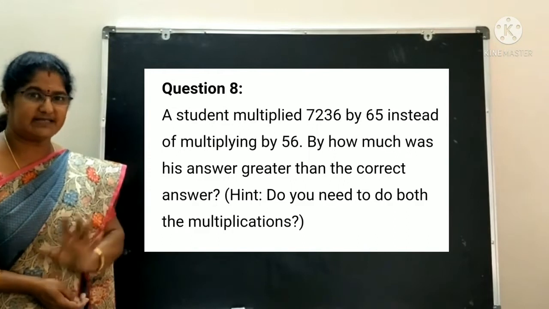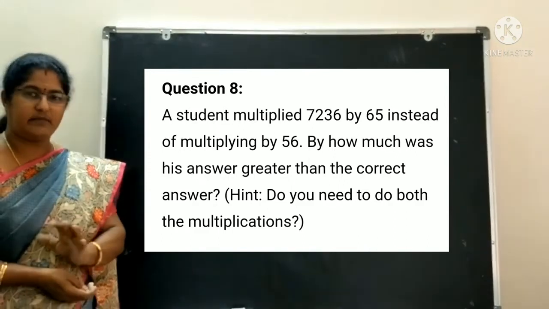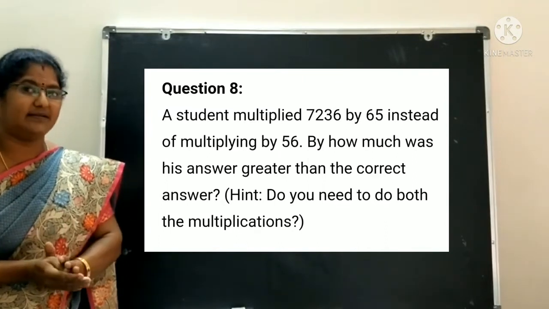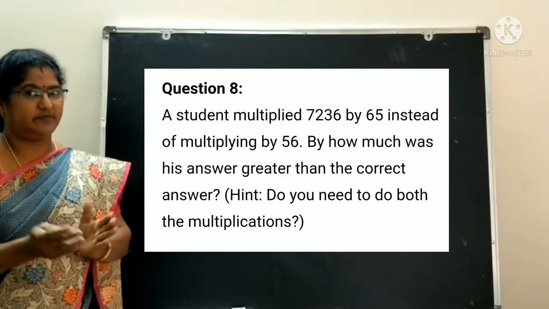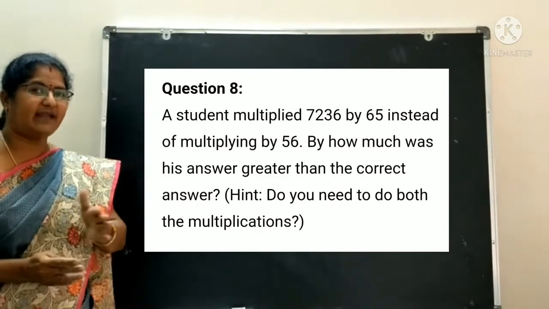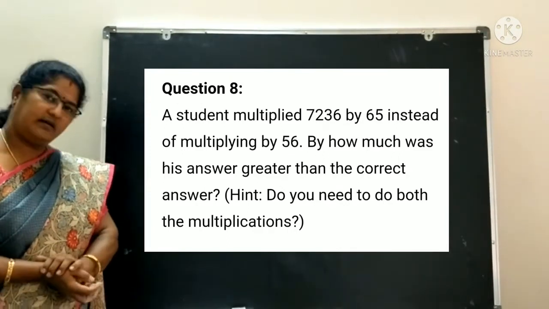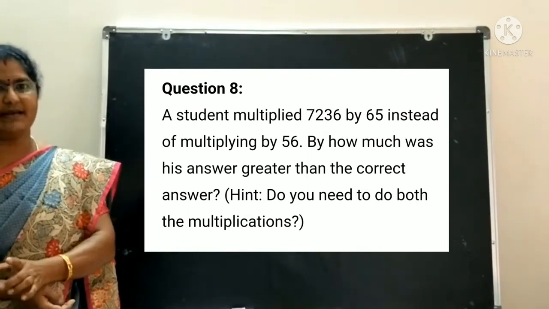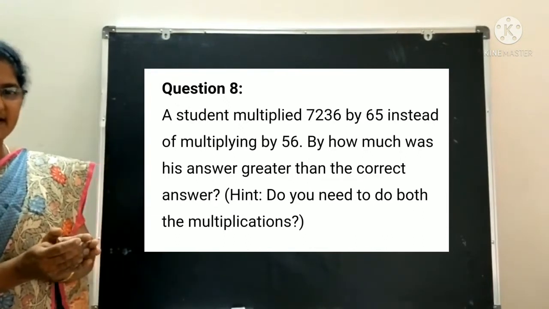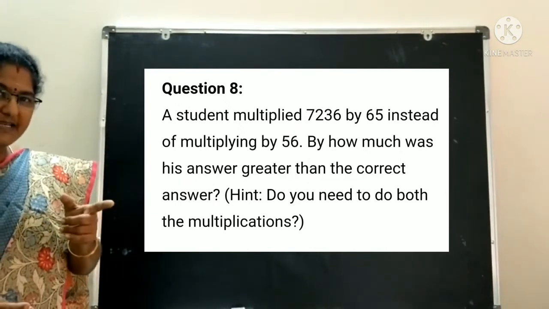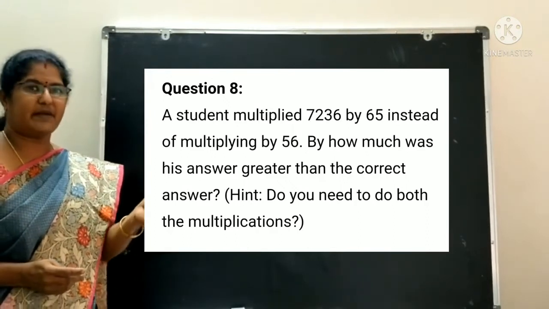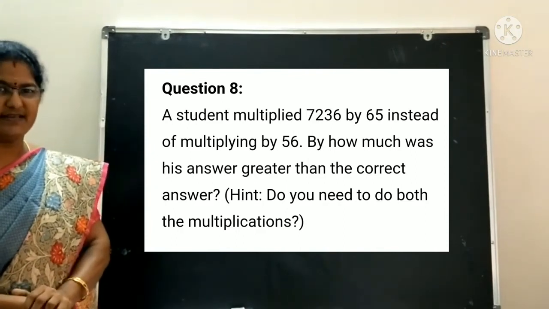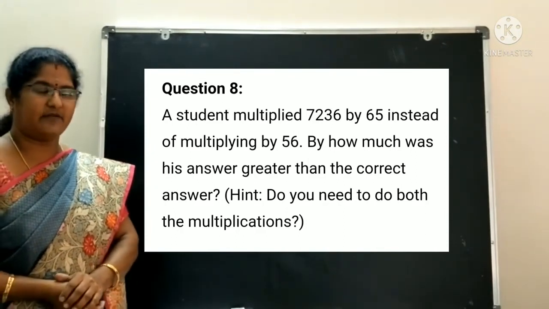Your friend made a mistake. How much? When comparing these two answers, her answer is bigger. So how much more than the correct answer? So what to do? Your answer and her answer are to be subtracted, isn't it? So for that we need to multiply this number by 56 and also 65 and subtract. This is the basic thing we are using.